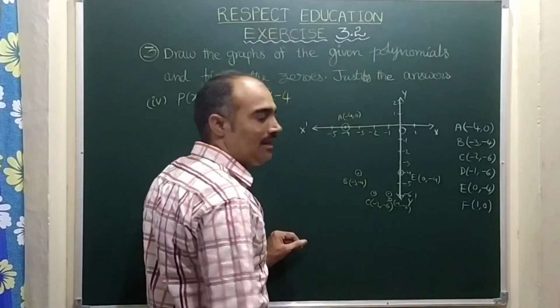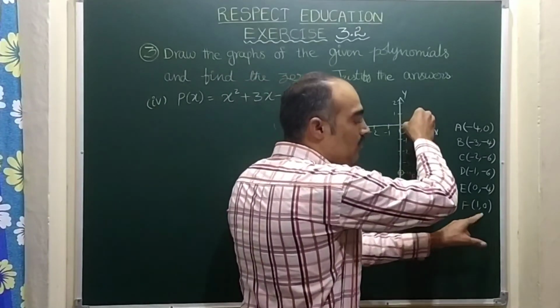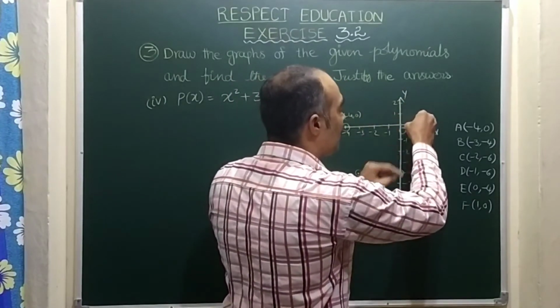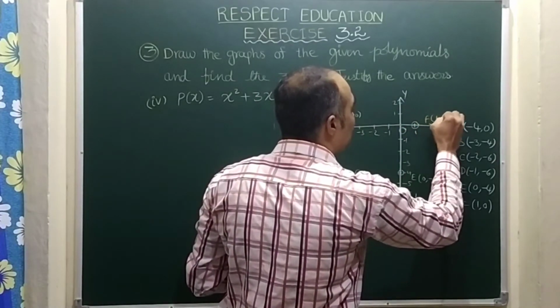Next point is F, 1. Say x is at F, that is 1, and y is 0, which means I should go neither up nor down. So this is F. This is F, 1 comma 0.